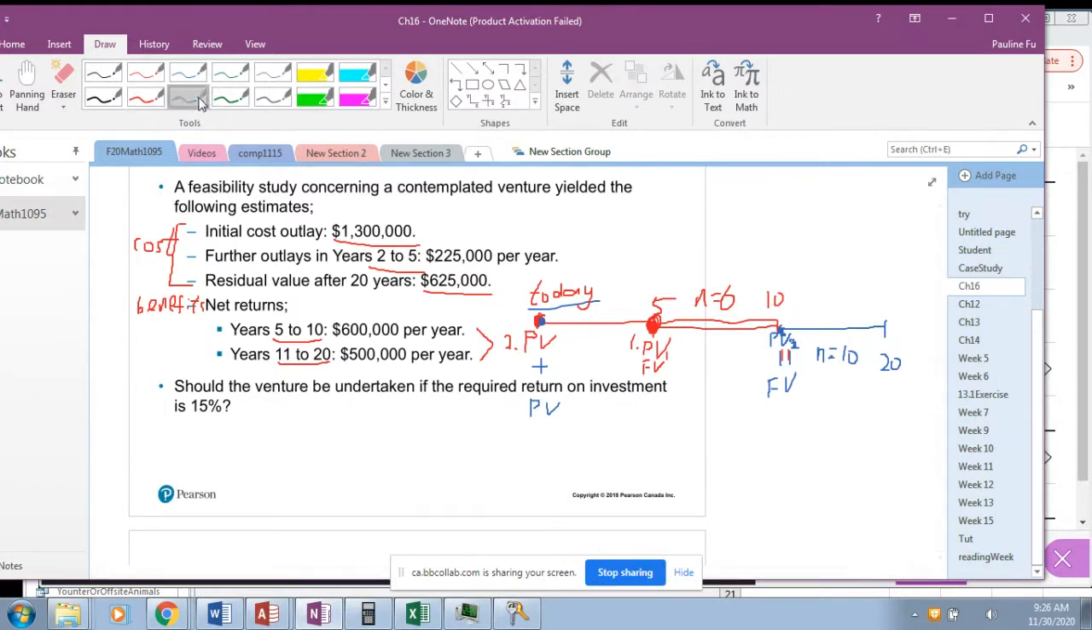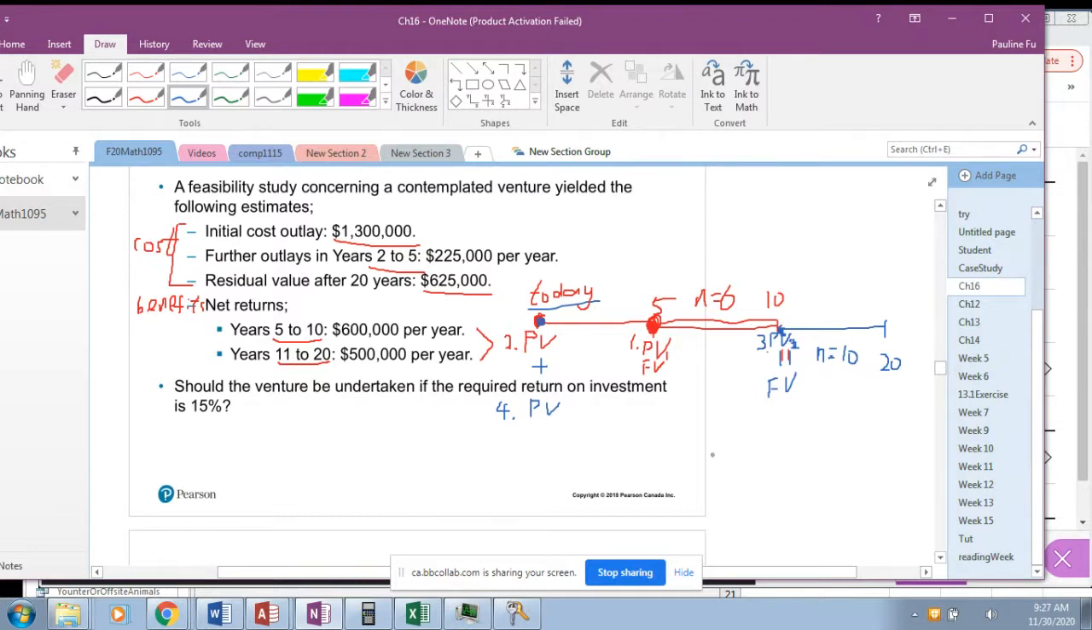Step 3: Calculate the present value of the annuity from year 11 to year 20. Step 4: Calculate the present value of the annuity with reference to today. And then add the result of step 2 with step 4, and you get the benefit. Okay. All right.